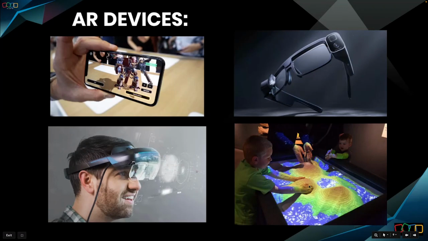AR devices use a combination of sensors, cameras, and sophisticated algorithms to understand the user's surroundings, and they track their movements and render digital content accordingly. It basically allows users to interact with the virtual objects, view real-time information, and also experience the AR applications with a level of realism and engagement that's not possible through traditional screens.